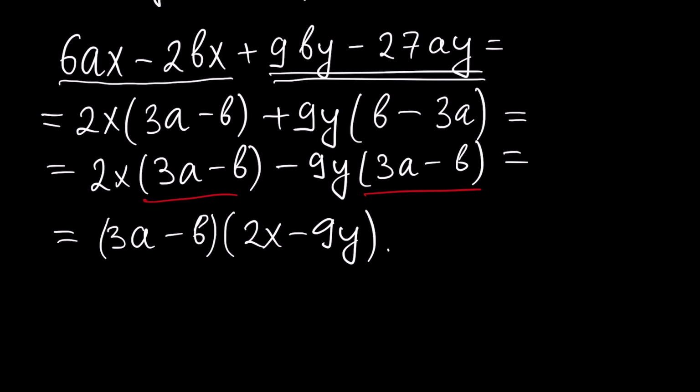In the next example, sometimes we need to add new terms to perform factorization. Let's assume our famous example, a squared minus x squared. As we know from previous tutorials, this is equal to a minus x times a plus x.